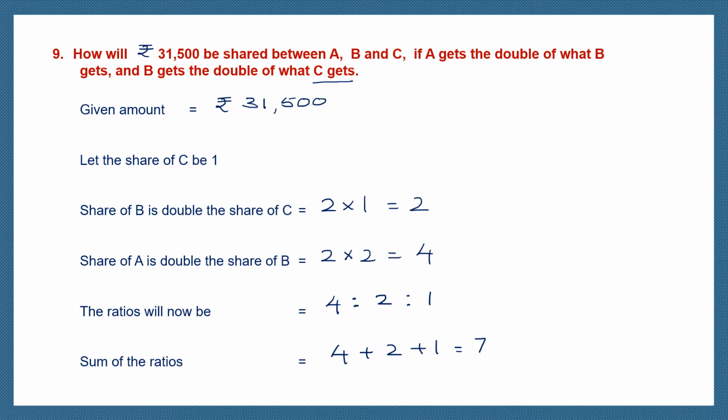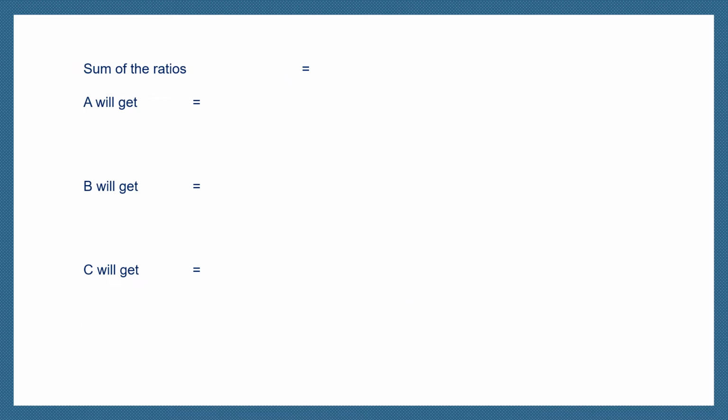Now we're going to see how much each one gets, A, B and C. Okay, so sum of the ratios we said is 4 plus 2 plus 1, which is 7. Now we are going to see how much A gets and B and C. So for A, we're going to take the first number in the ratio, 4, divided by the sum of the ratios, multiply it with the amount which is rupees 31,500. Okay, so let's see what we can cancel here. I can cancel 7 and 31,500 both by 7.